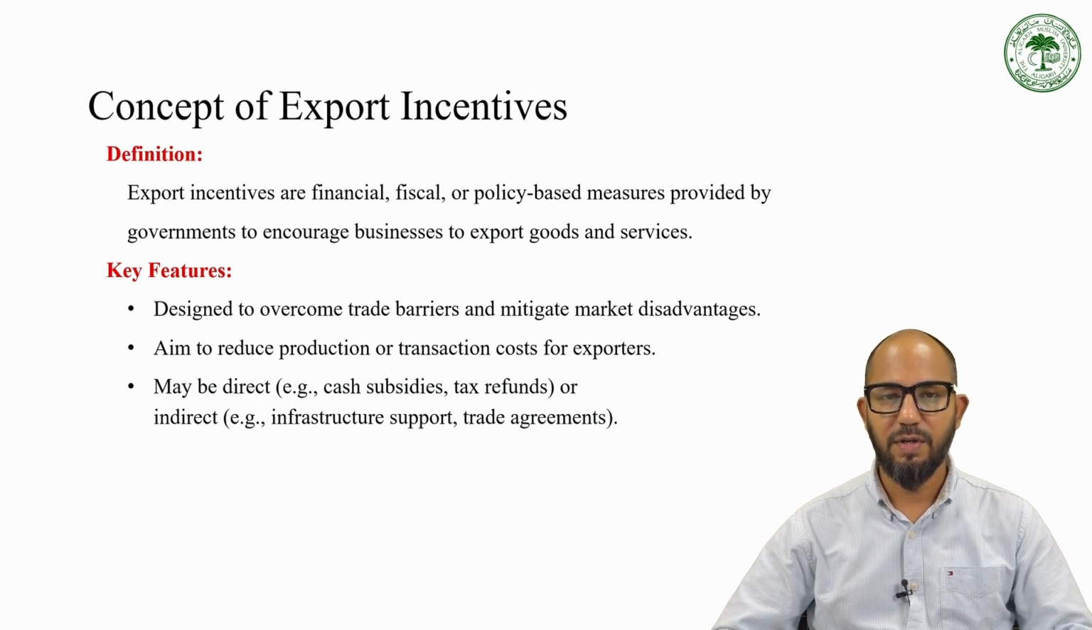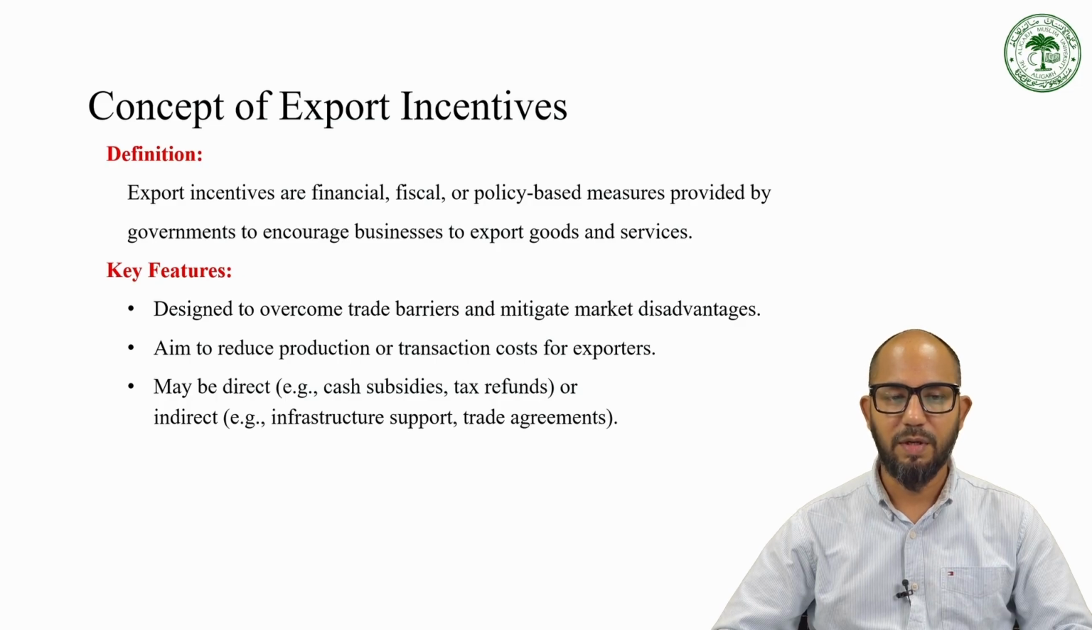The second key feature is that export incentives aim to reduce production or transaction costs for exports. The transaction cost for export is an interesting phenomenon because if it is reduced, then the goods or services in the international market may become cheaper. Obviously, cheaper goods and services in the international or foreign markets provide an extra advantage and benefit as well as further competitiveness in the global economy.